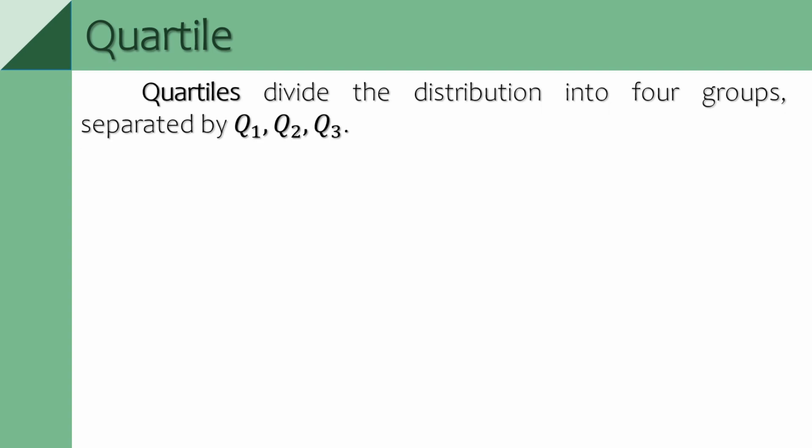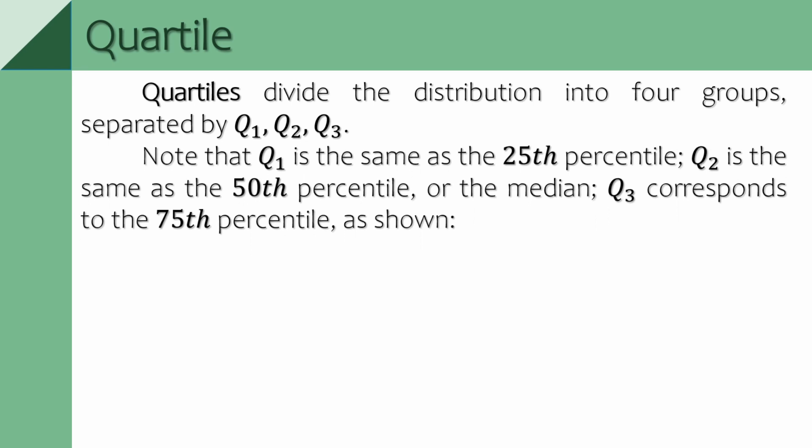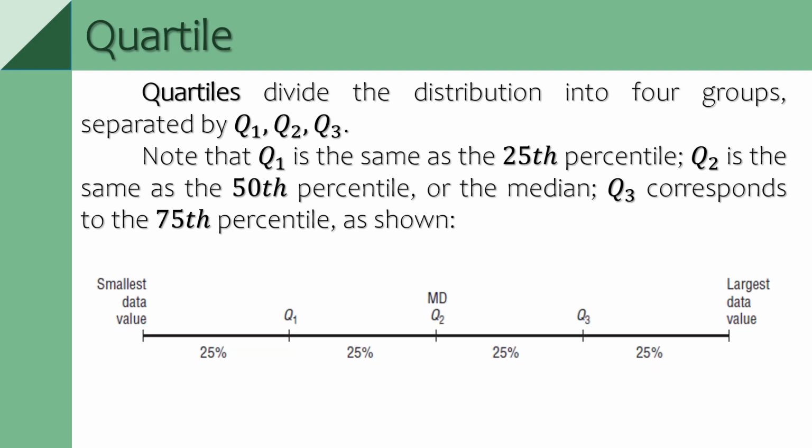Quartile divide the distribution into 4 groups separated by Q sub 1, Q sub 2, Q sub 3. Okay, so note that Q sub 1 is the same as 25th percentile. Q sub 2 is the same as 50th percentile, or the median, and Q sub 3 corresponds to 57th percentile. Okay, as shown as this one. So smallest value, ito sa Q sub 1 of the first quartile, ito naman sa second quartile, and ito naman yung third quartile natin.